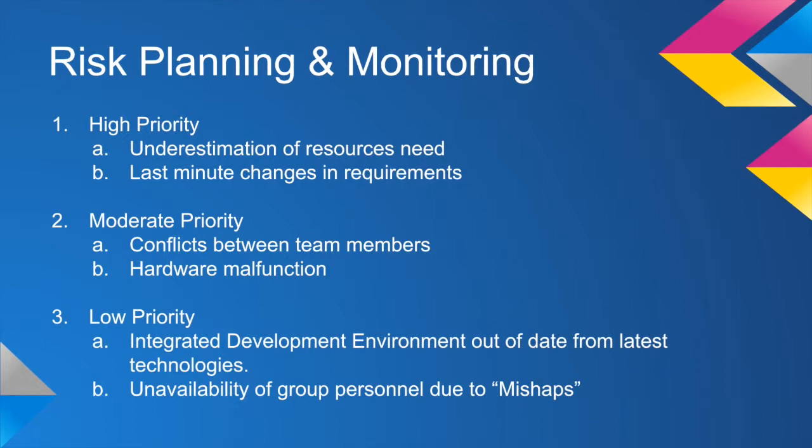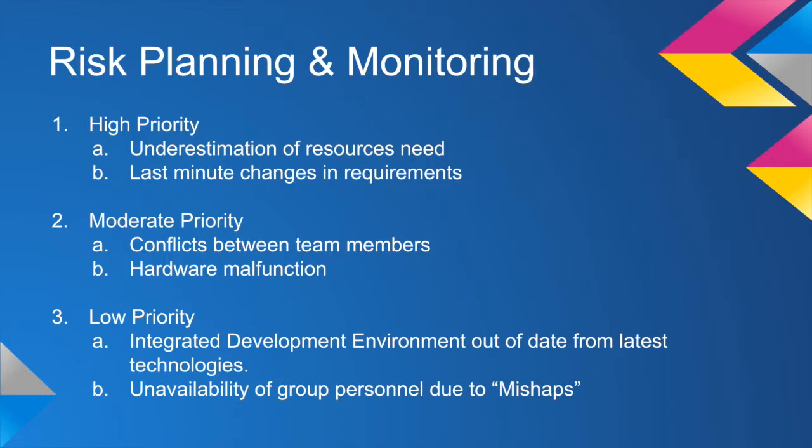High priority refers to risks with high impact, in order of those with more frequent occurrence. 2 examples of these are understanding the needs of the resource, last-minute changes of requirements. Moderate priority refers to risks with medium impact, in order of those with more frequent occurrence. 2 of such are conflicts between team members and hardware malfunction. Lastly, low priority refers to risks with low impact, in order of those with more frequent occurrence. 2 examples of these are IDE out of date and unavailability of group members due to an accident or mishap.